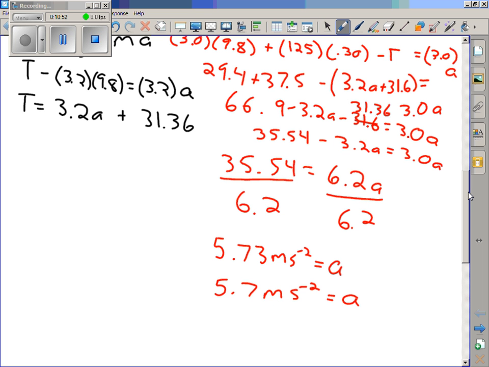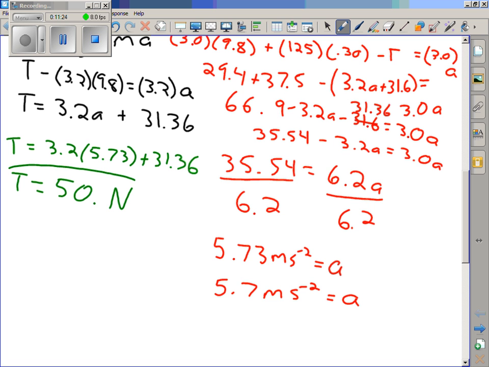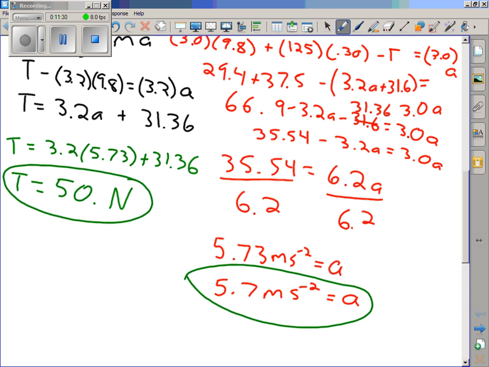Now, you have A. Any of them work. Take your A, plug back in. So I'll plug back into this one. T equals 3.2 times now my 5.73 plus 31.36. So T comes out to be 49.696. With two sig figs, I got to round this up to 50 newtons. Now, do we have two or just one for the 30 centimeters? There was a decimal point behind 30, so you had two. Questions about the spell work?